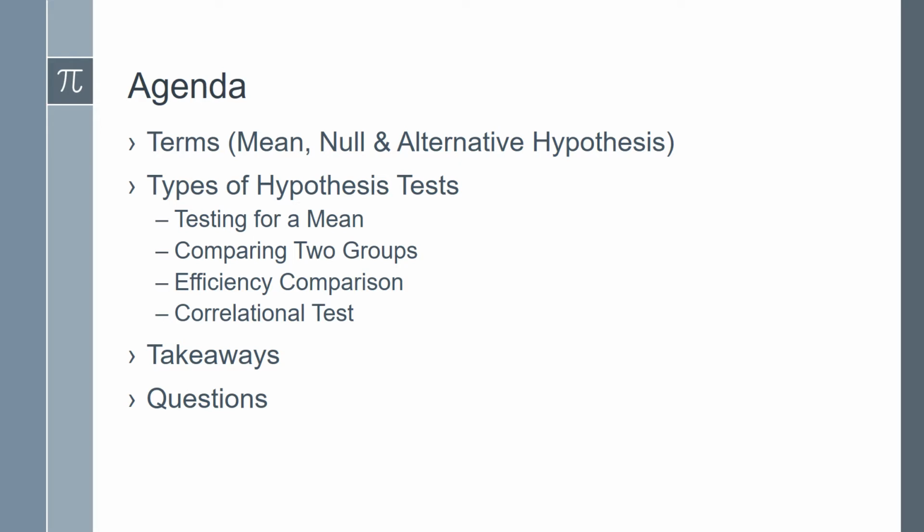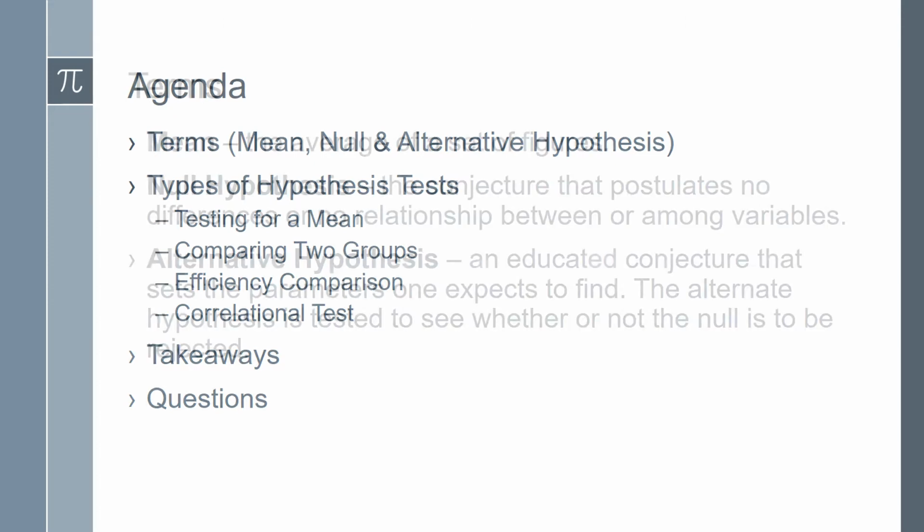This is our current agenda. We'll be talking about the terms or definitions in relation to mean, a definition for null and alternative hypothesis, the types of hypothesis testing: testing for a mean, comparing two groups, efficiency comparison, correlational testing. We'll also talk about takeaways, and after that we'll have questions.